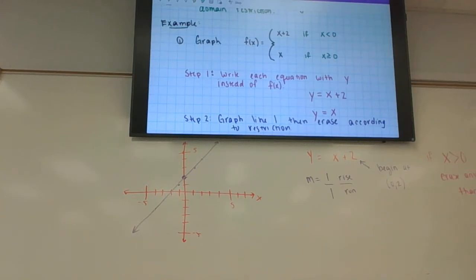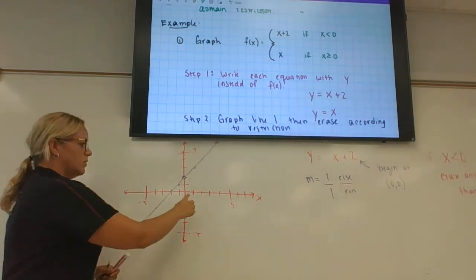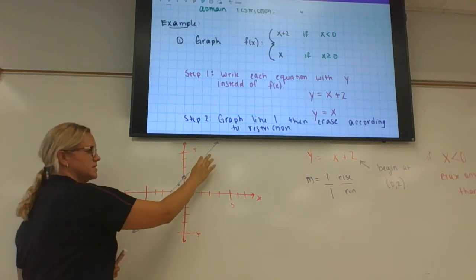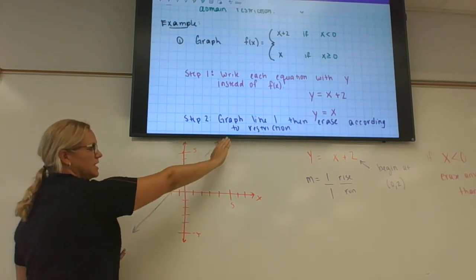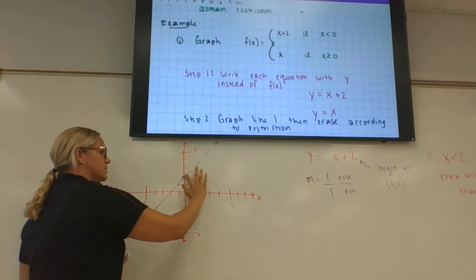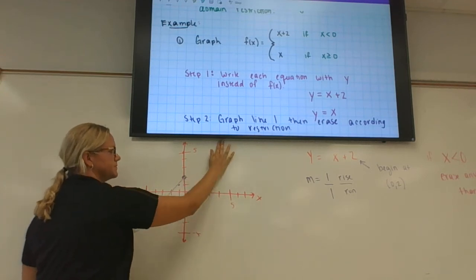Oh, I'm sorry. I said that backwards out loud. I wrote it correctly, it's x greater than 0 that gets erased. So if x has to be less than 0, that means here where x is 1, this doesn't exist. And where x is 2, this doesn't exist. X is 3, this does not exist. None of this stuff exists if x has to be less than 0.